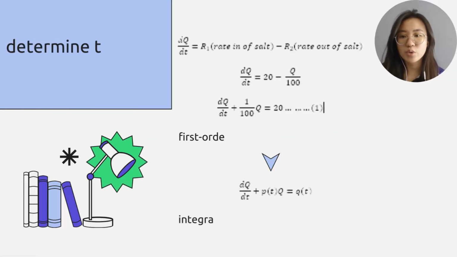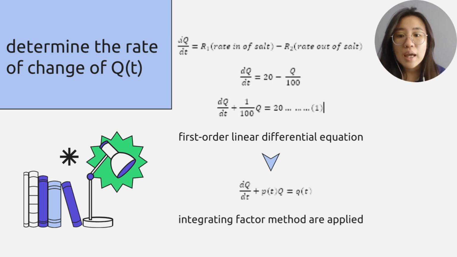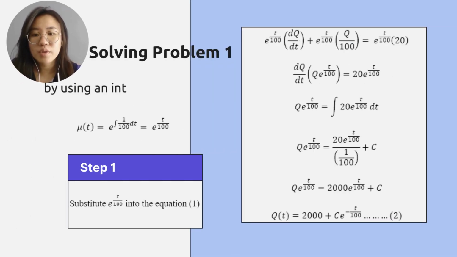Next, we continue by determining the rate of change of Q(t). Here we show that it is a first-order linear differential equation, and from this we realize that we can apply the integrating factor method. Using the integrating factor, as the first step we substitute e to the power of t over 100 into equation 1, and we find that Q(t) is equal to 2000 plus a constant times e to the power of negative t over 100.